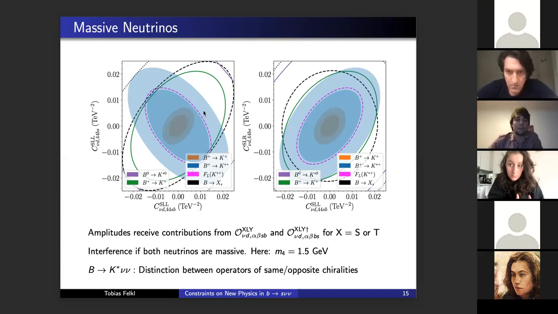One of course has to admit that B2K is still more sensitive because we're looking at scalar operators, but in slightly more involved scenarios, it is easily conceivable that B2K might be a bit further suppressed. And then the combined viable parameter space will indeed carry information about the chiralities of these interfering operators here.